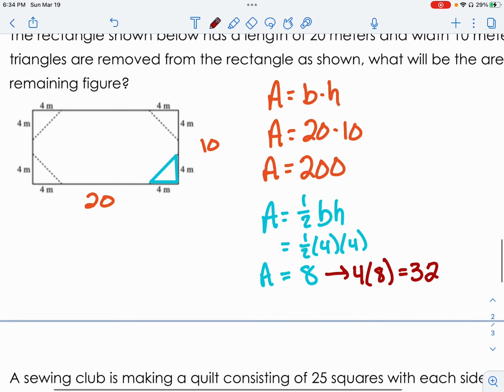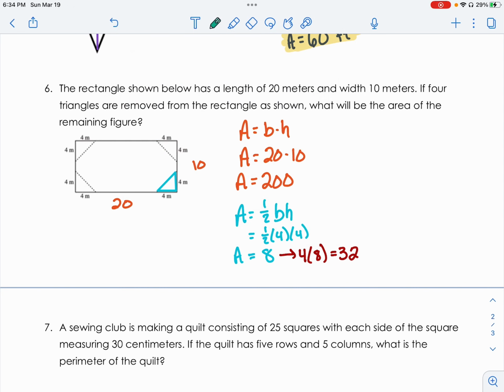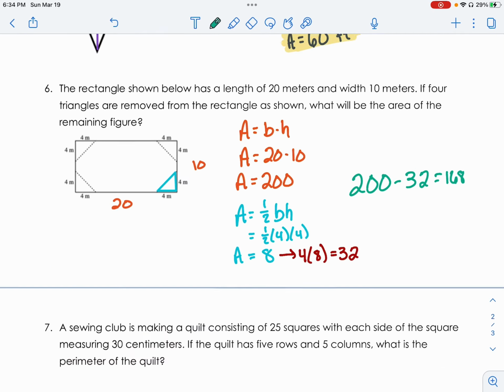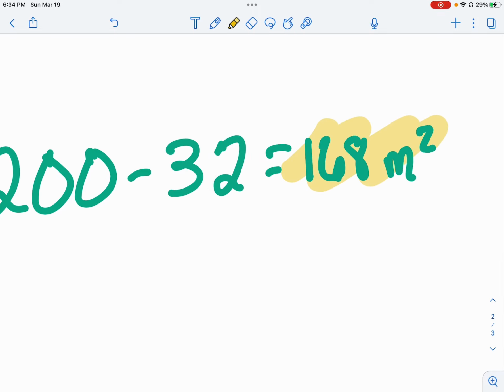So we get 32. And then we take our rectangle of 200 minus our 32, and we get 168 meters squared as the leftover area.